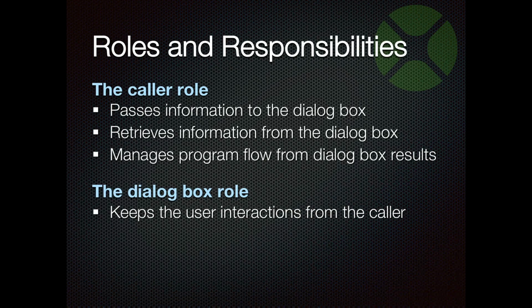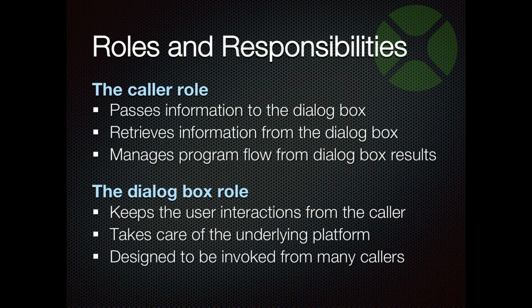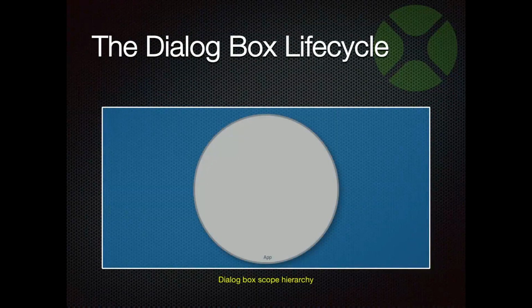Within the dialog box, you keep the user interactions away from the caller. So the caller doesn't really know what is going on within the dialog box, typically. Also, it takes care of the nuances of the platform. Like I said, I'm going to be talking about the slight differences between Windows and Mac OS. It's designed to be invoked from many callers, meaning that the dialog box may have different caller logic that invokes it. So the dialog box really doesn't know who's calling it or why.